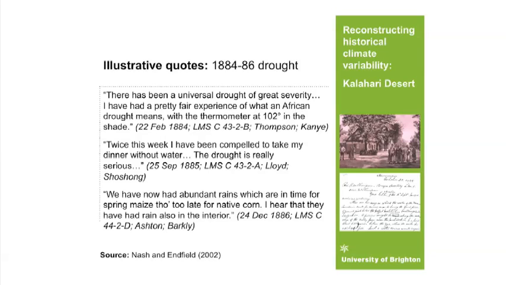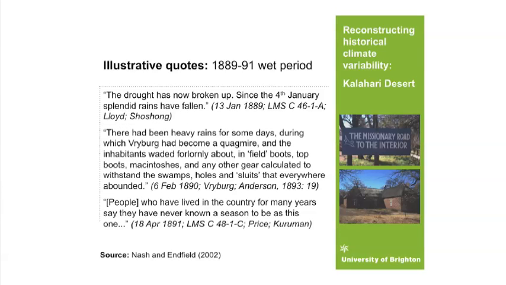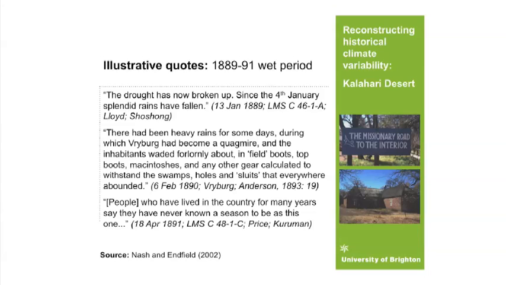But then they report the breakup of the drought: "We've now had abundant rains." Second one here is from a wet period. In this case, it was following a drought in 1888. "The drought's now broken up since the 4th of January. Splendid rains have fallen," all wonderfully Victorian. The middle quote there talking about Vryburg becoming a quagmire. This was a wet period that occurred right across southern Africa and is picked up in a whole number of different regions. "People who've lived in the country for many years have never known a season to be as this." So it's possible to use these kinds of records to build up quite detailed patterns of climate variability.